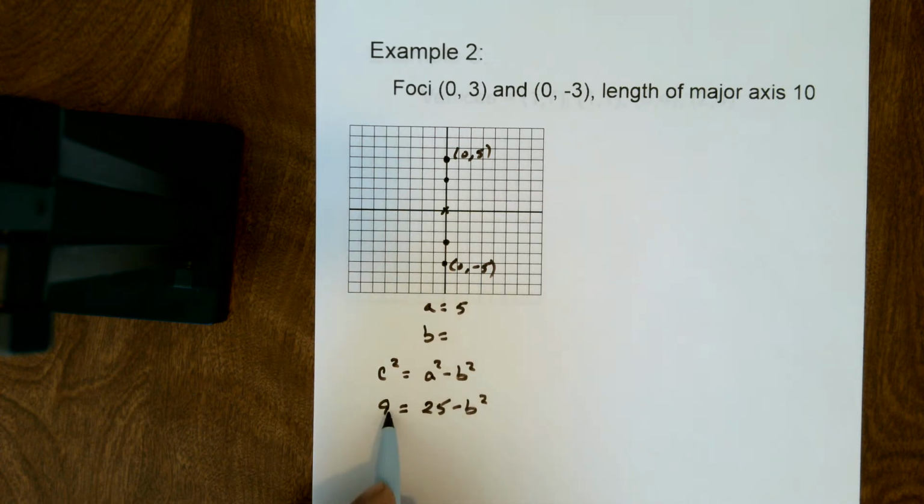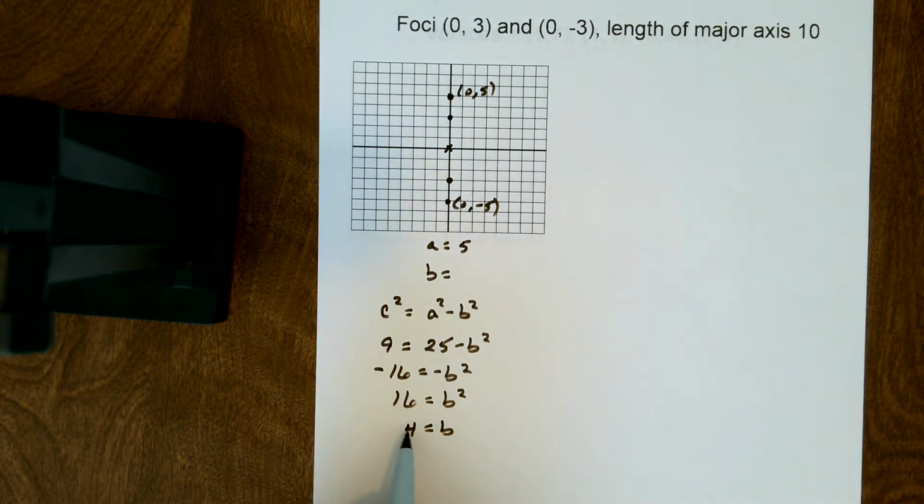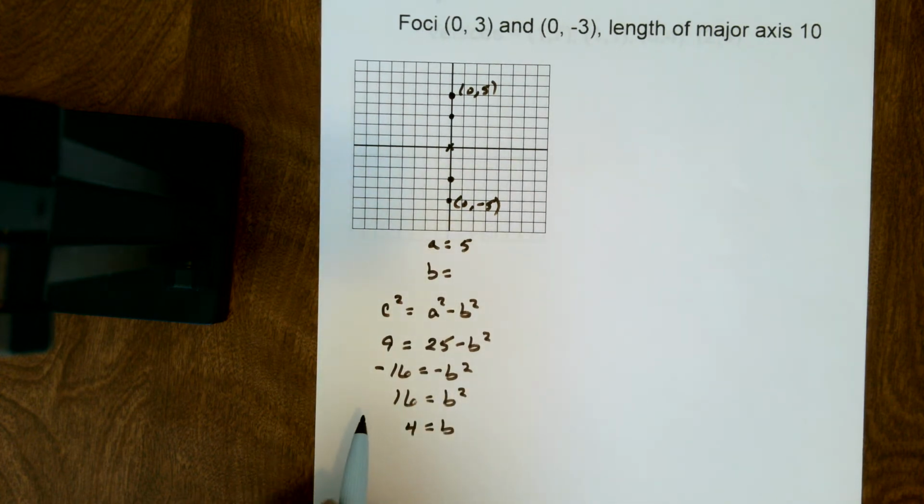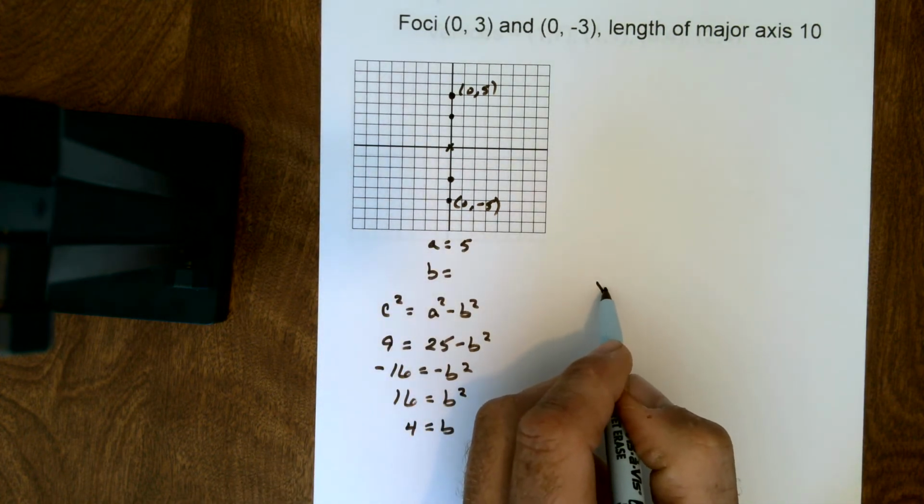We can subtract 25, so we get negative 16 equals negative b squared. Divide by negative 1, so 16 equals b squared. Take the square root of both sides, and I end up with 4 is going to equal b. Not interested in a negative value. Really, we're interested in that b squared value. So what is the equation going to look like?